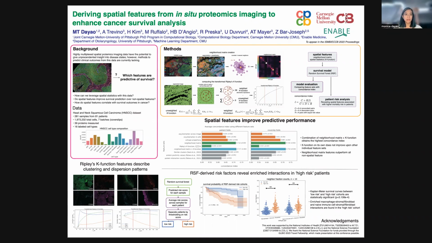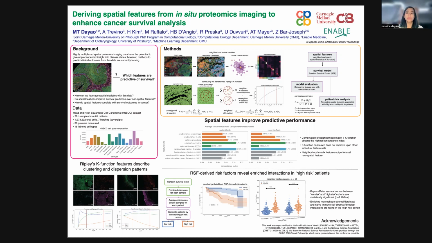The data I use here is highly multiplex spatial proteomics imaging data, which is essentially images of tissue at single cell resolution, for which each cell you can visualize the expression of tens of proteins, from anywhere from 30 to 70-ish proteins at once. And this type of data has the potential to give unprecedented insight into disease states. However, currently methods to predict clinical outcomes such as survival from this data are lacking.